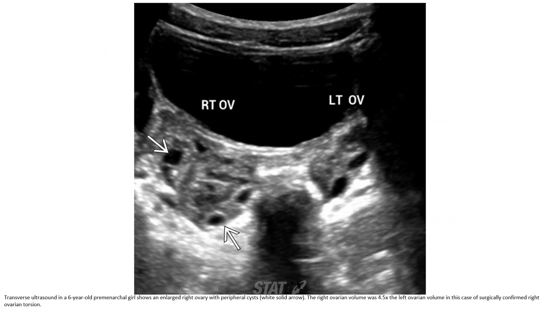Ultrasound in a 6-year-old premenarchal girl showed an enlarged right ovary with peripheral cysts. The right ovarian volume was 4.5 times the left ovarian volume. This was a case of surgically confirmed right ovarian torsion.